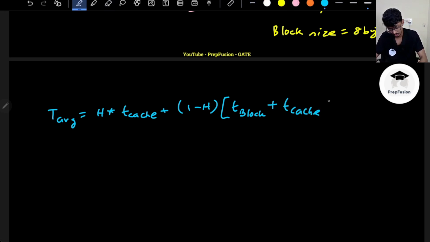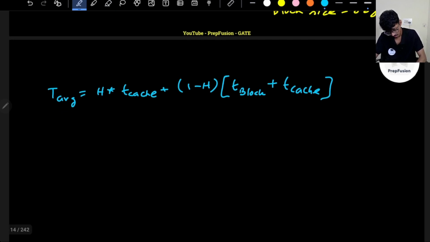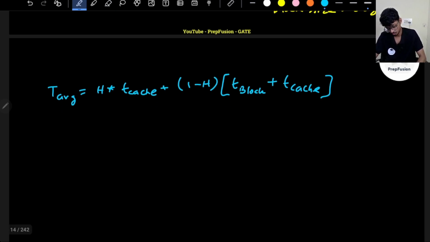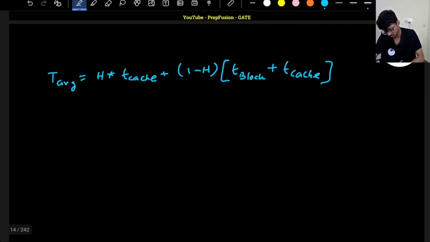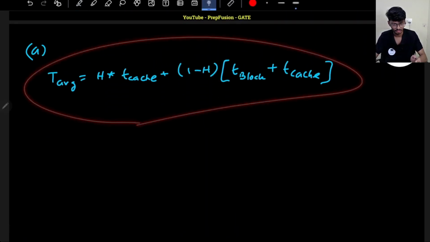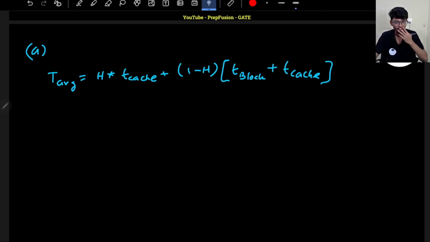Okay, T block and T cache. So what is my T block? Let's write the things down. This is the A part. Understand it conceptually. Don't just mug up the formulas. Understand it conceptually.